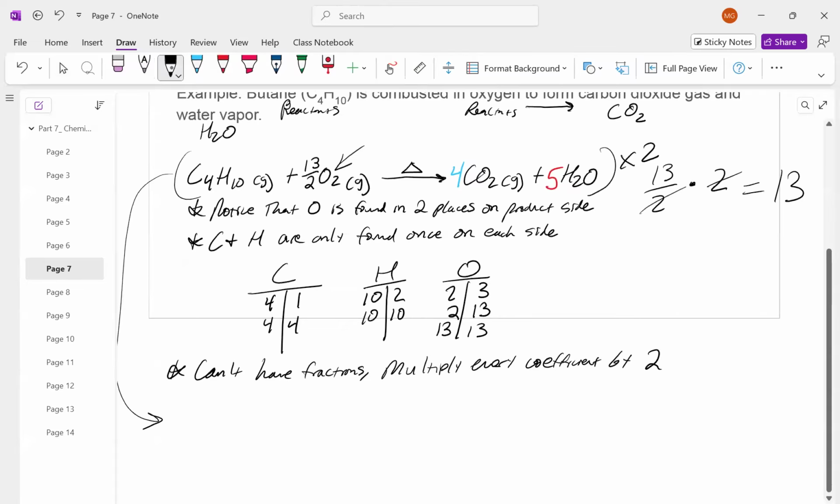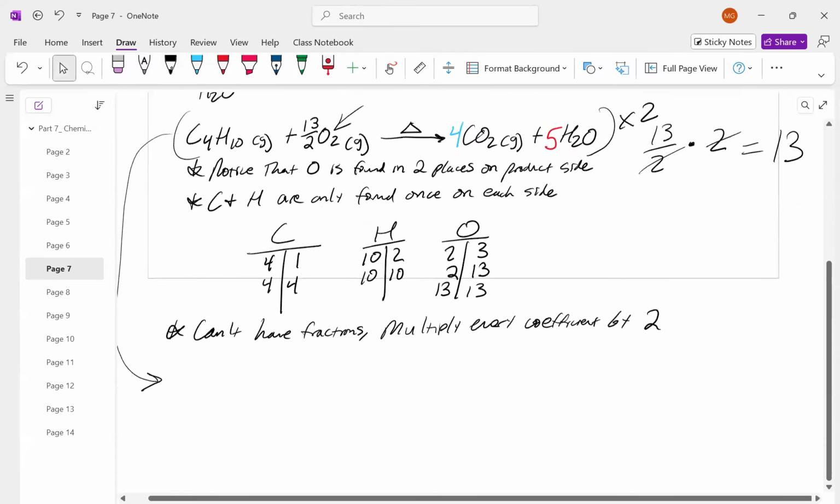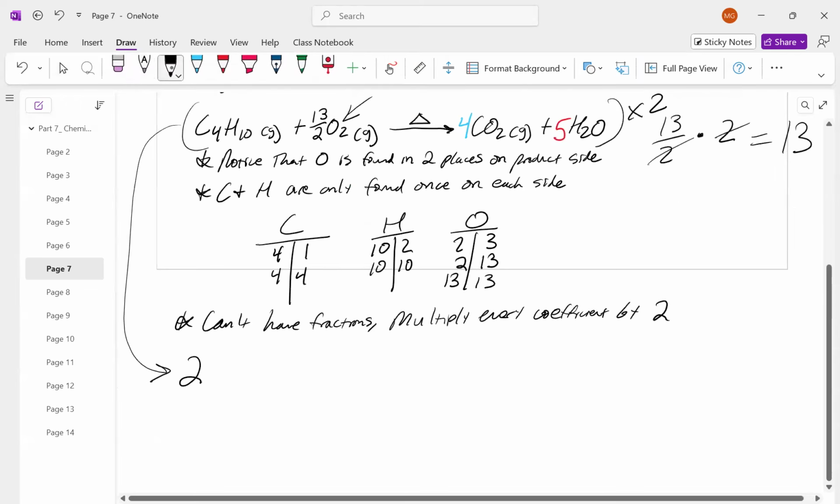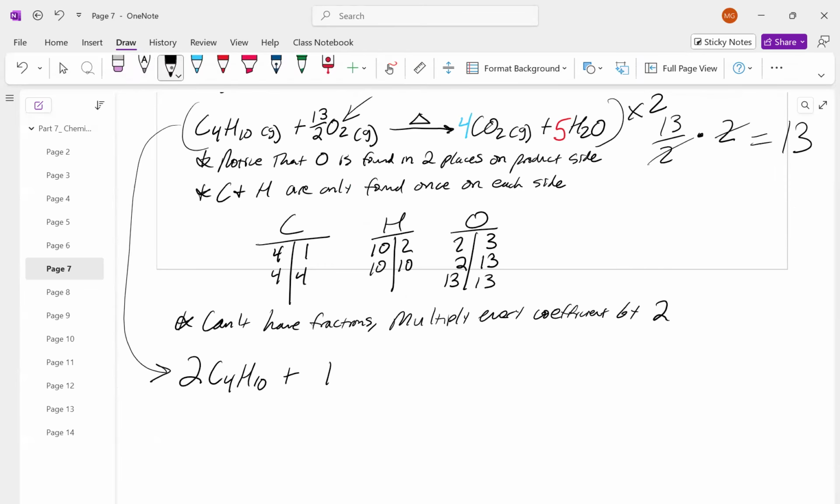I'm going to rewrite this down here. So now I have 2C4H10 plus 13O2, and that's going to make 8CO2 plus 10H2O. Notice I only multiplied the coefficients. I did nothing with the subscripts in the molecules. I can only mess with the coefficients.